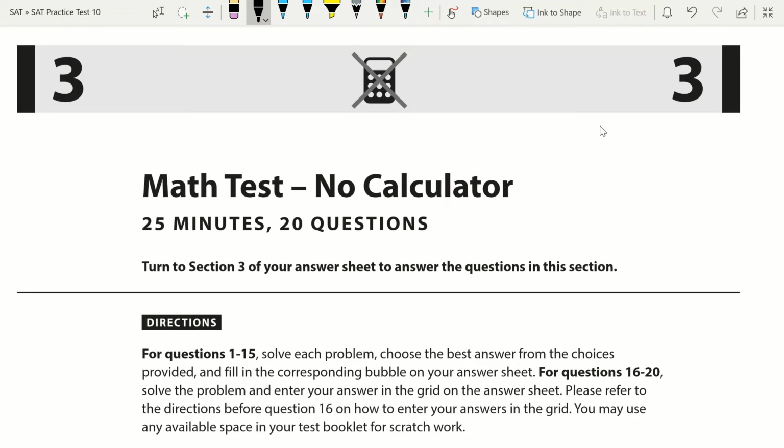Today I'll be taking you through the Math No Calculator section of SAT Practice Test 10. I'll be moving quickly and efficiently through this section to give you an idea of how you can improve your speed while maintaining your accuracy on the SAT Math No Calculator section.